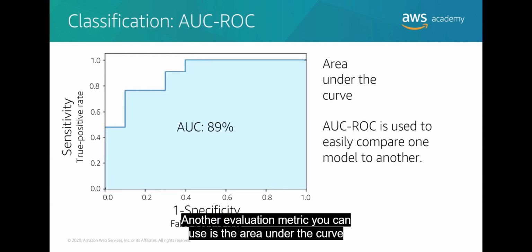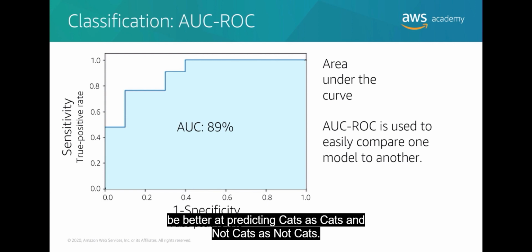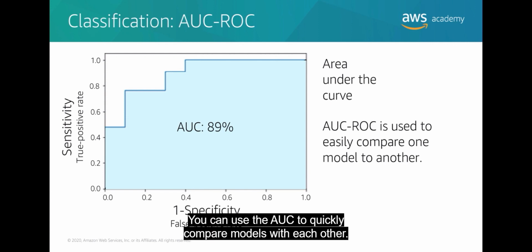Another evaluation metric you can use is the area under the curve receiver operator curve, which is also known as an AUC-ROC. The AUC part is the area under the plotted line. When the AUC is higher, it means the model will be better at predicting cats as cats and not cats as not cats. You can use the AUC to quickly compare models with each other.